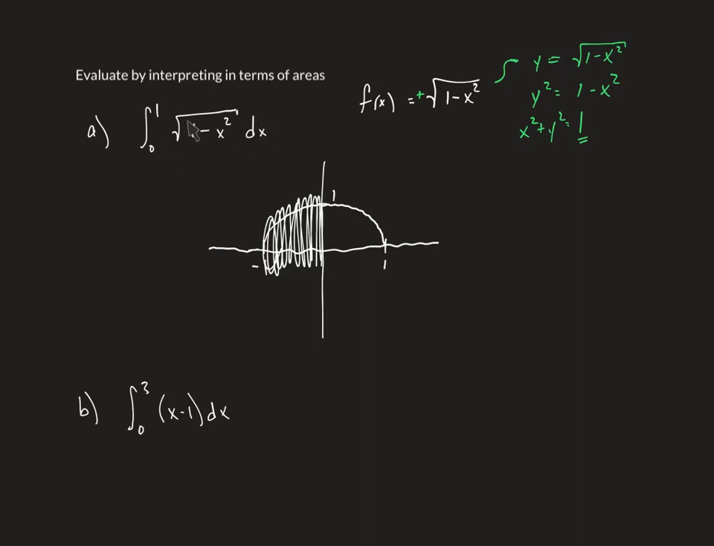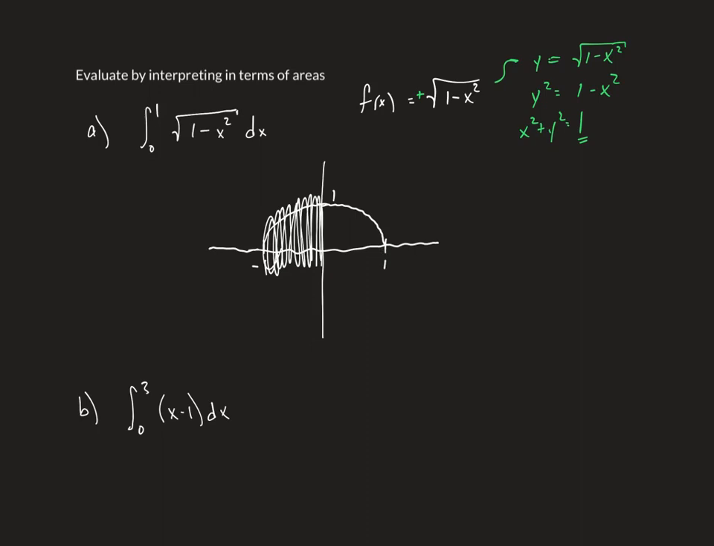So sure, I could approximate this with Riemann sums, and I could take the limit of the number of rectangles as n approaches infinity. But I think what would be more efficient here is if we recognize that this is just a quarter of the area of a circle that has a radius of 1, which is a pretty simple thing to calculate.